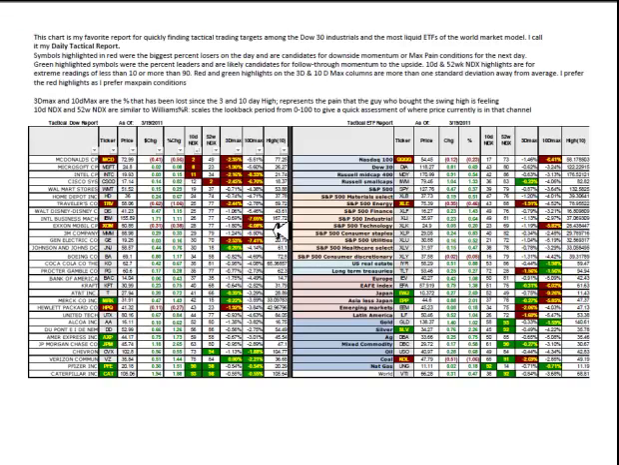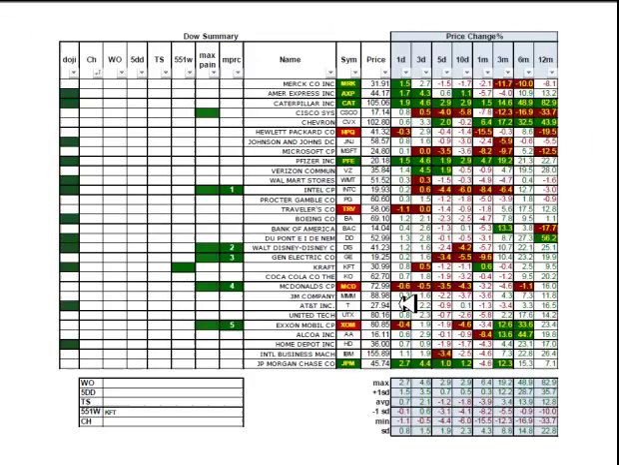ExxonMobil is a candidate as a 10-day max pain and a 1-day max pain. You can see the strength from Friday. We're in American Express, JP Morgan, Pfizer, Caterpillar, and Merck. Inside the ETFs, strength was in Japan, Asia less Japan, and silver, suffering in coal, energy, and the NASDAQ 100.